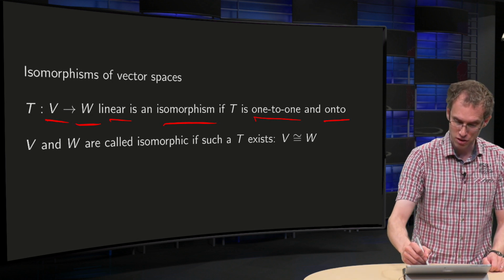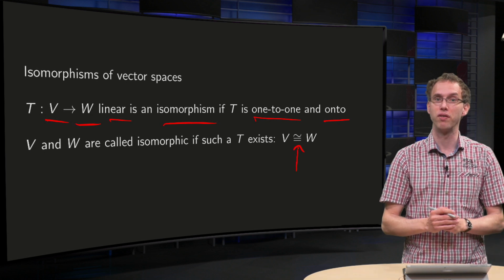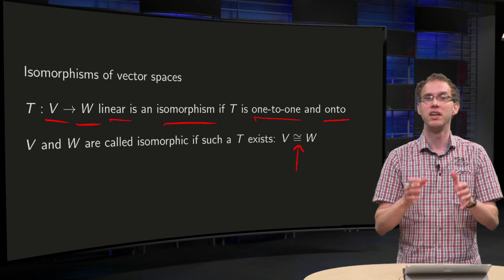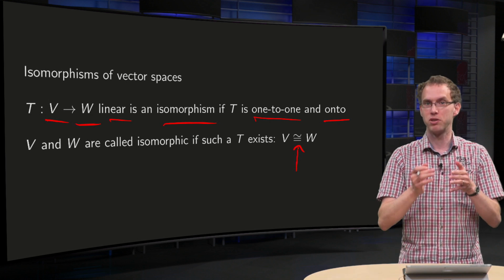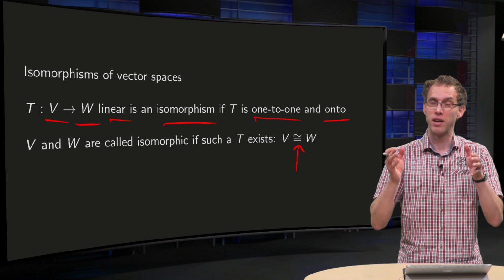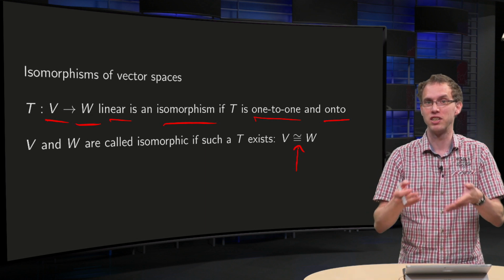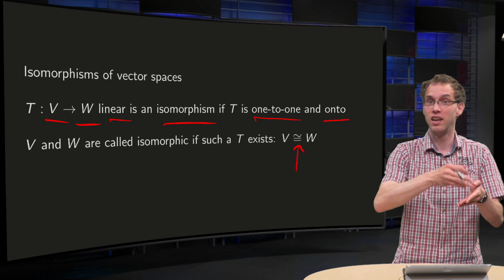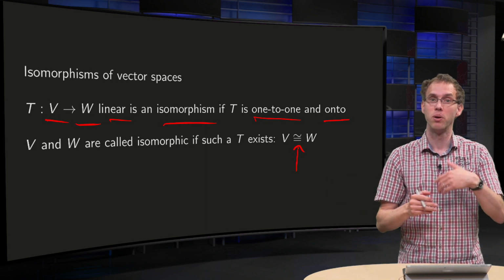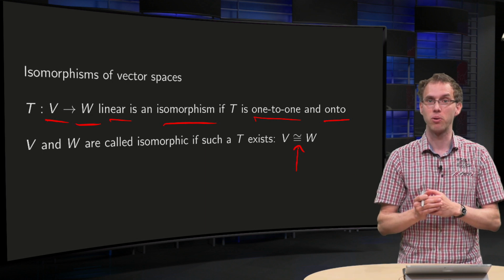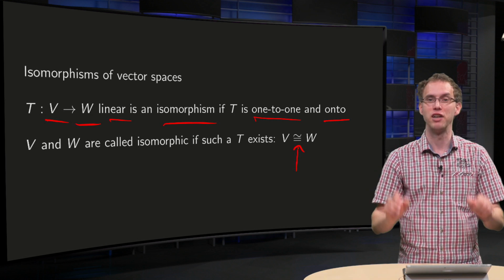And this is denoted by this symbol over here, sort of equality. You can't put equality there because they are different vector spaces, but they are the same in a sense. The same in the sense that there is a linear transformation in between them, one-to-one and onto. And then they are called the same, isomorphic.